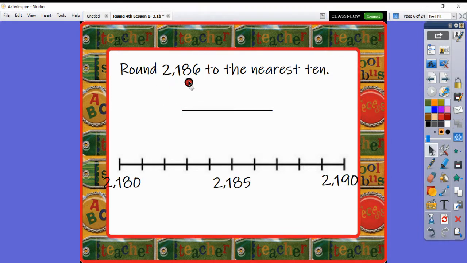So it's helpful to think about, is this number, 2,186, less than 2,185 or more than 2,185? And I know that it would fall about right here. So which 10, 2,180 or 2,190, is 2,186 closest to? I can see that this red dot is a little bit closer to 2,190. So that is what it would be rounded to the nearest 10.